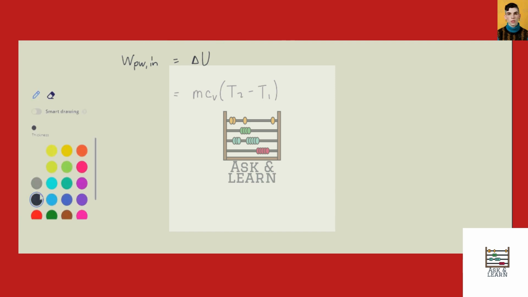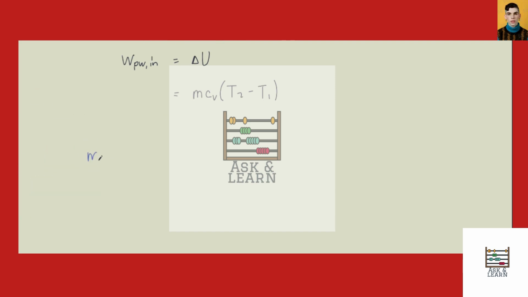So in order to use this equation, we'll first need to find the mass of nitrogen. Since we assumed it's an ideal gas, we'll use the ideal gas relation. m is equal to P1 V over R T1. And these values are all known.